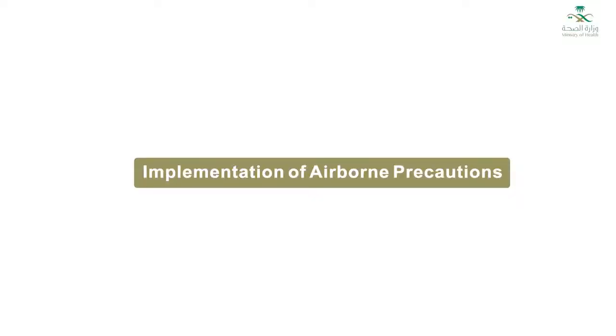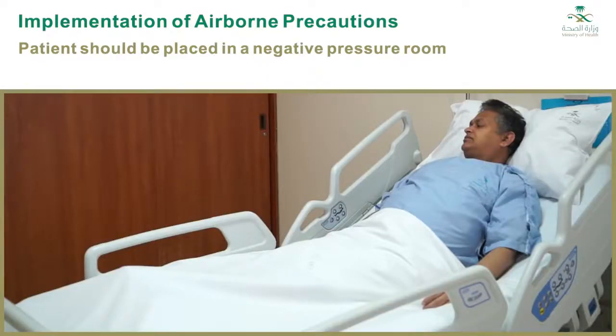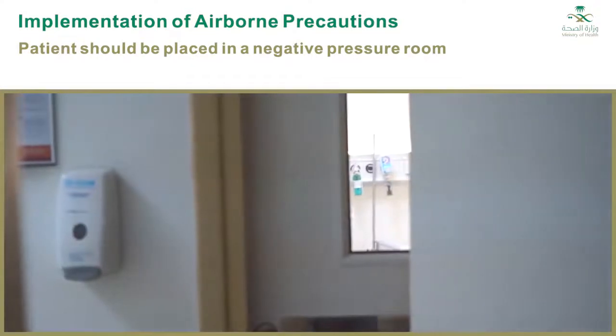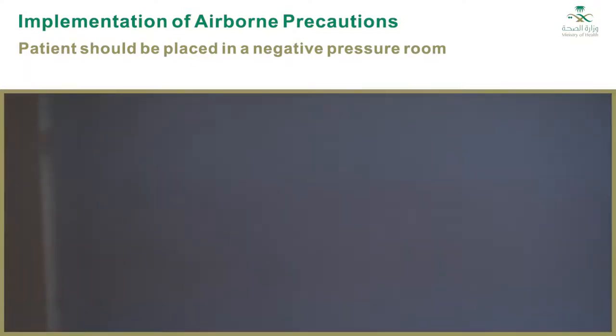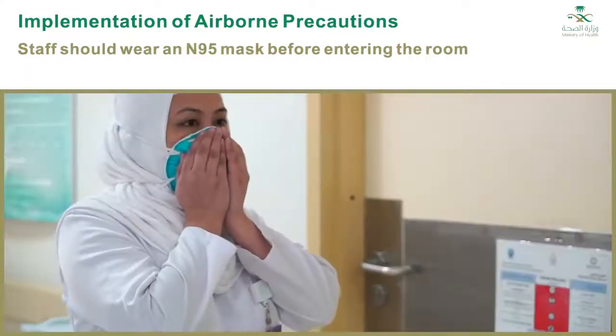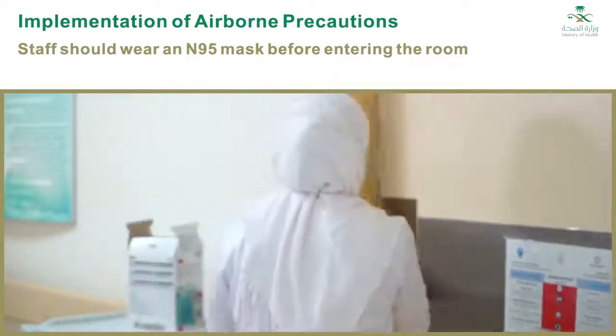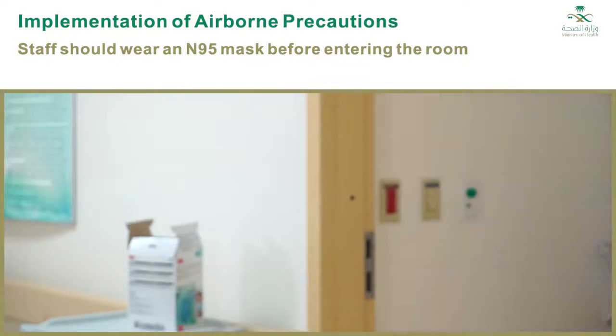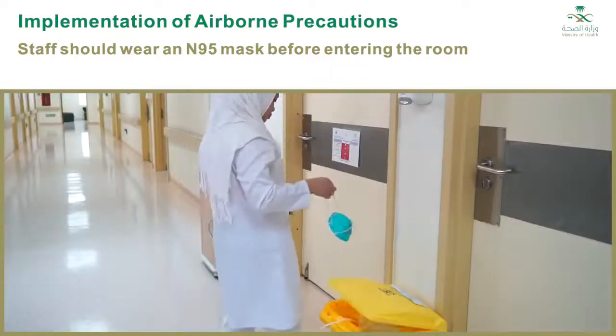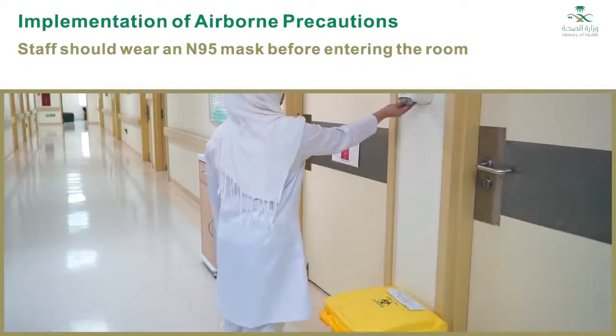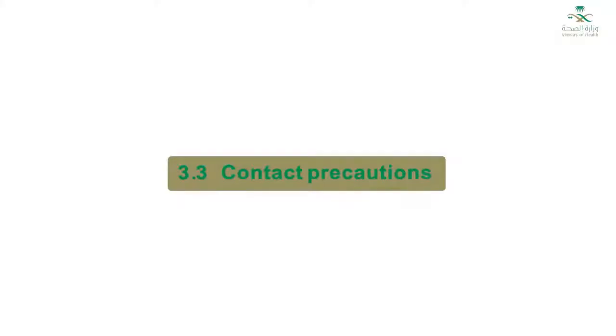Implementation of airborne precautions. Patients with a suspected or confirmed airborne infectious disease should be isolated in a negative pressure room. Pressure differentials should be monitored daily when the room is in use. Healthcare workers should wear an appropriately fit-tested N95 respirator upon entering the room. The respirator should be removed outside the patient room after use, followed by hand hygiene.